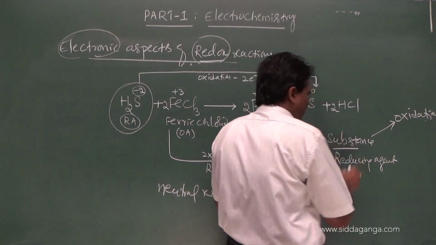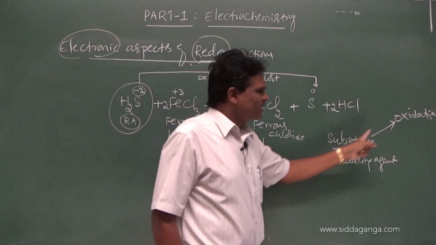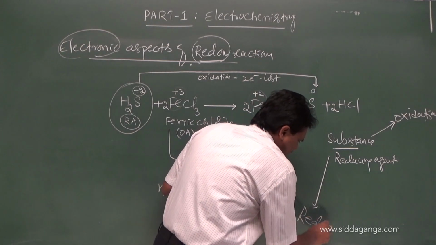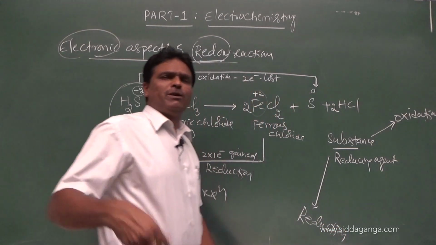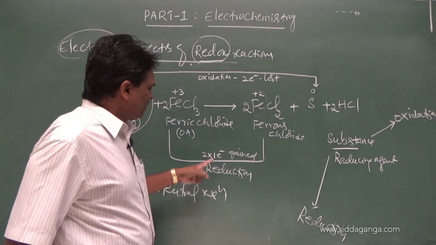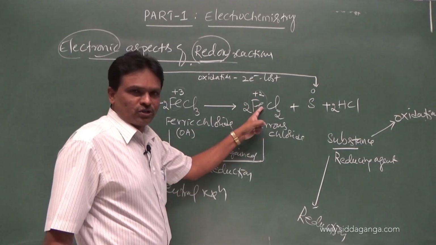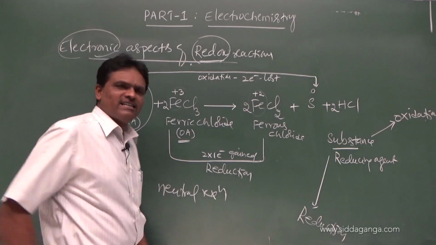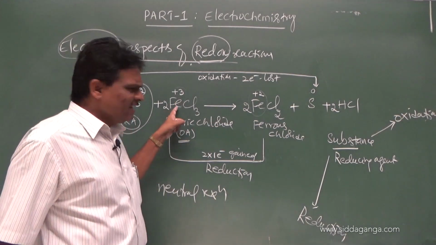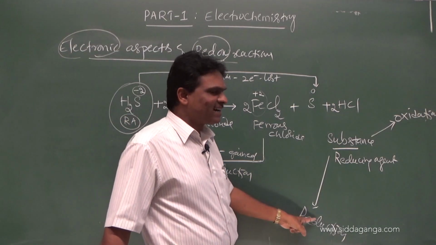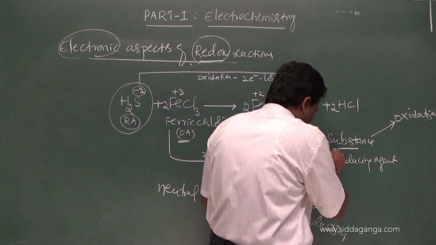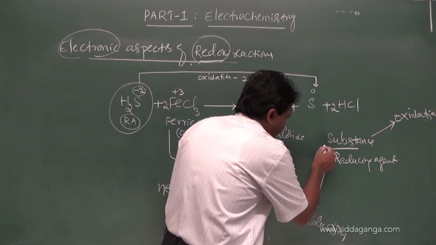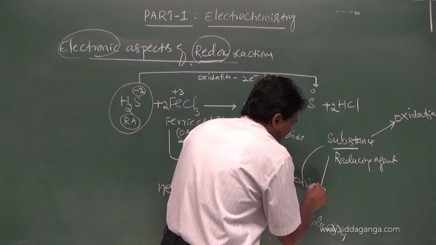Now suppose it is the substance which undergoes reduction. What is meant by reduction? A process in which electrons are gained. Look, this is the reduction process. Which one is reduced? Ferric chloride. Whatever is reduced is called an oxidizing agent. An oxidizing agent is a substance which gains electrons. So the substance which undergoes reduction is the oxidizing agent. So this substance is the oxidizing agent.